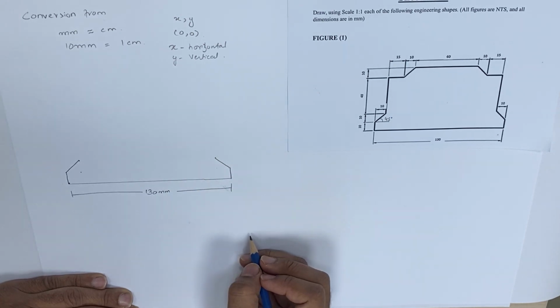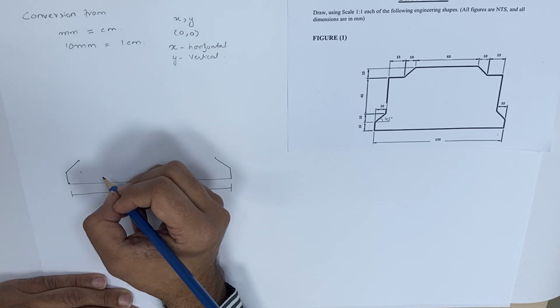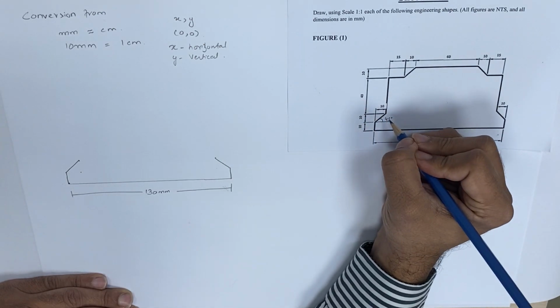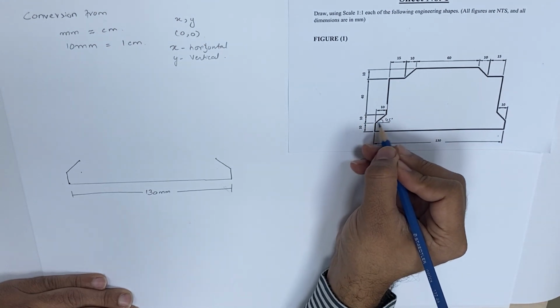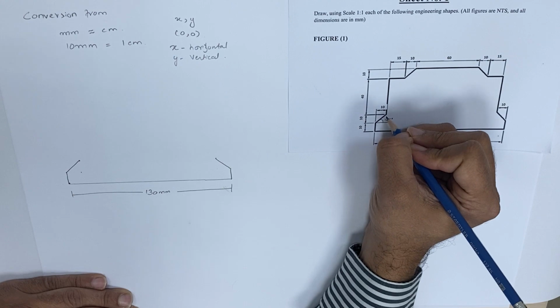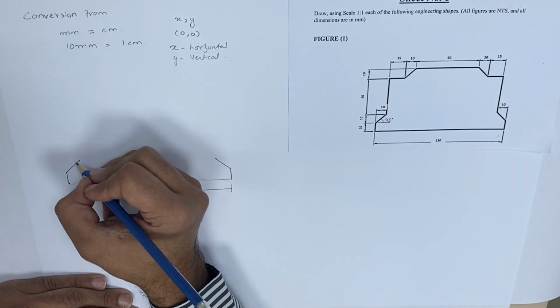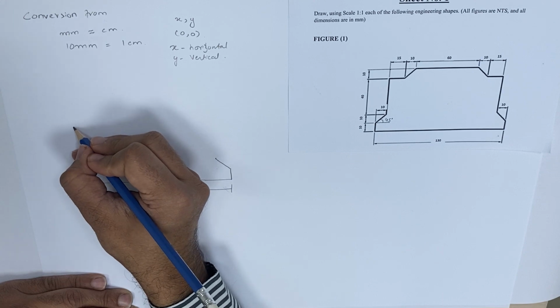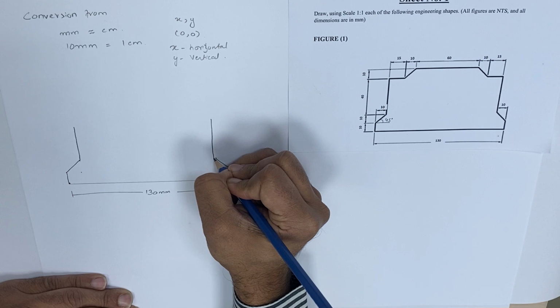After that you have the straight line of 40 mm. The lengths of 10 and 10 are resolved already. This is 10, this is 10. Now from here to here the length of the line is 40 mm, which means 4 centimeter. So you have to draw a line of 4 centimeter on each side.